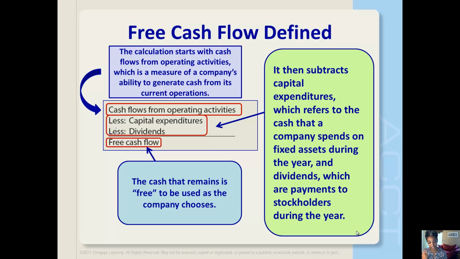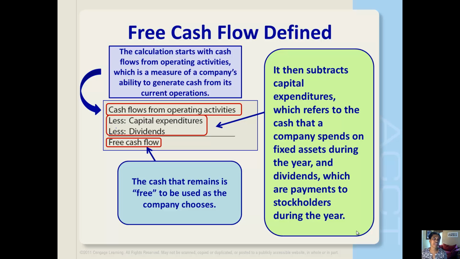One thing that we want to keep in mind is that it is possible to have negative free cash flow. That's not a good thing, but it's not the end of the world if the company is going through some sort of short-term expansion or they have some plan for turning things around.